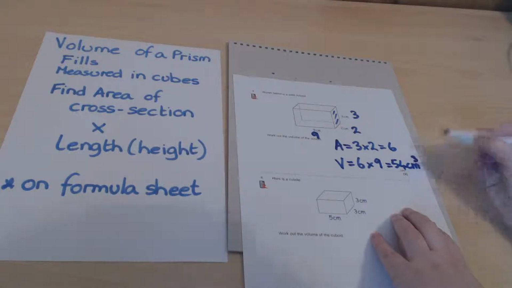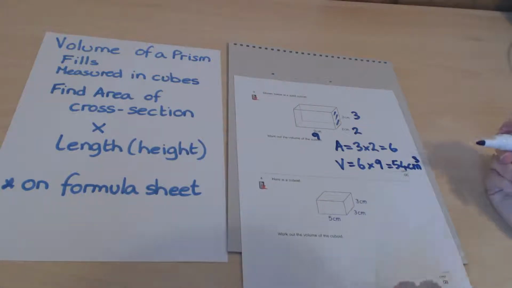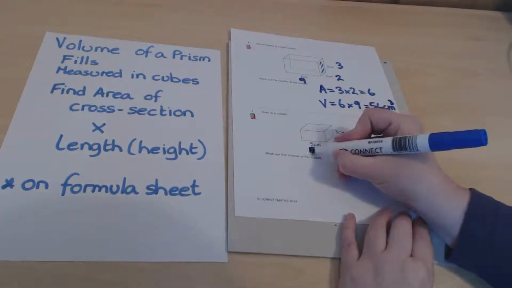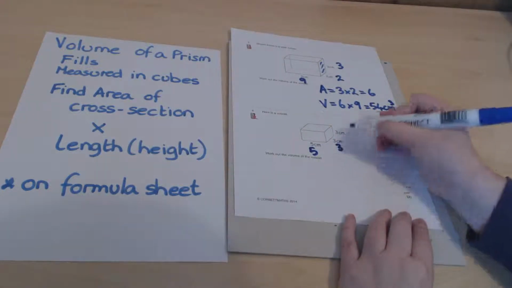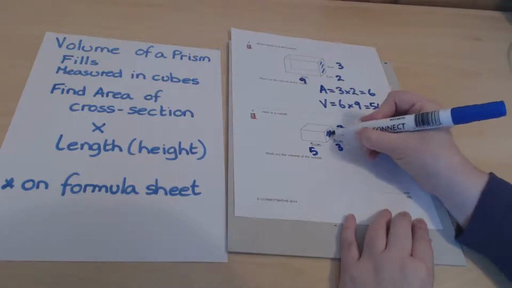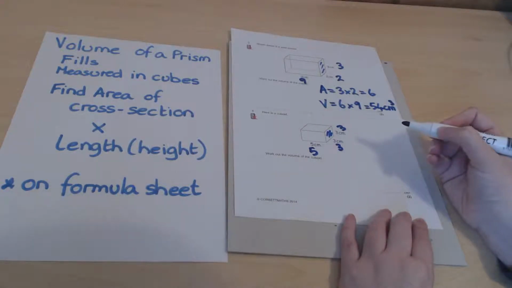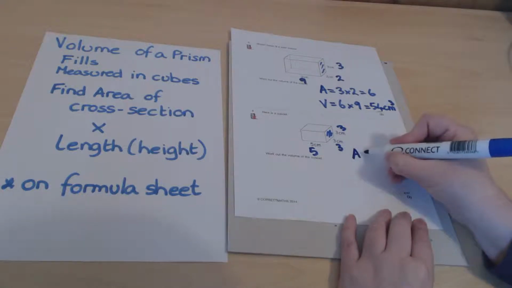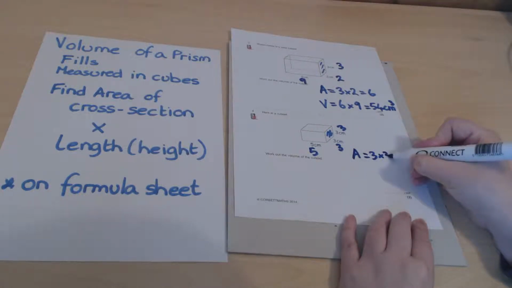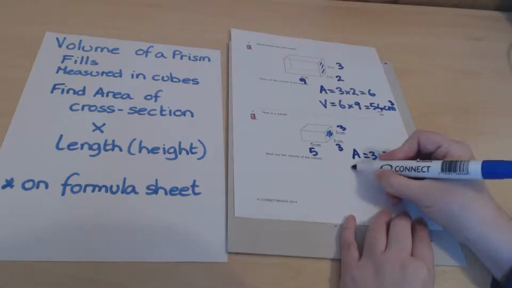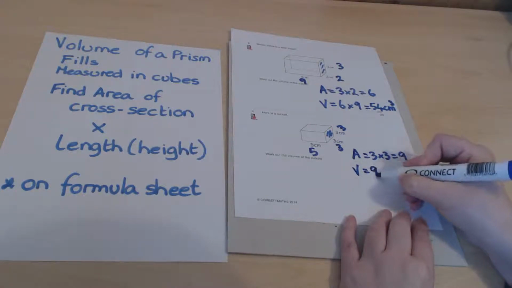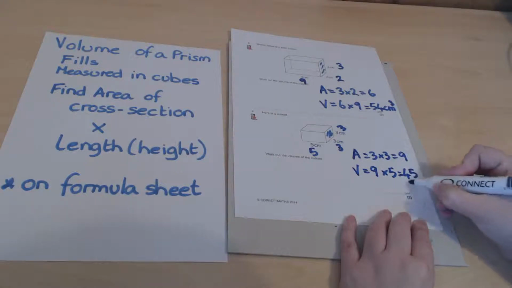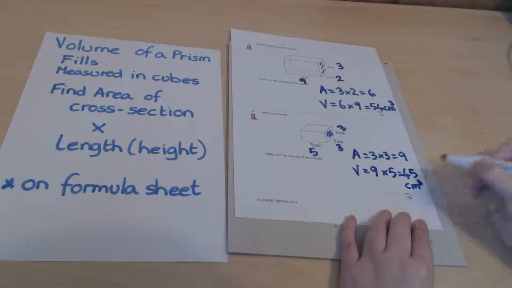centimeters cubed, remember. Okay, so one more very quickly. We've got 5 this way, 3 and 3, so our cross section here is actually a square, even if it doesn't look like it. So the area of the cross section is 3 times 3, which is 9, and then the volume is 9 times the 5, which is 45 centimeters cubed.